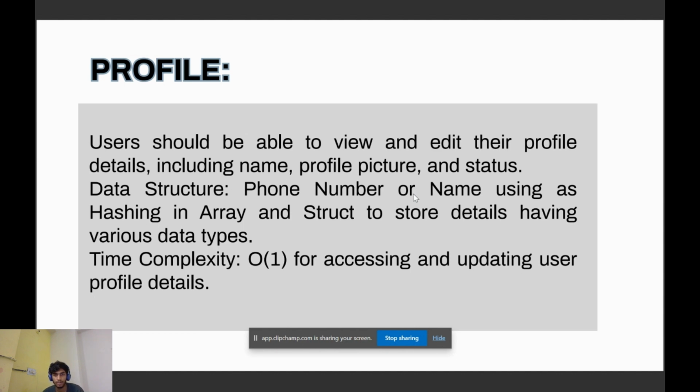Here, the data structure is phone number or name using hashing in an array, and a struct to store details having various data types. Here, as you know, for phone number and name we have used hashing in an array. As I explained before, the hashing in array concept is also used here. So the time complexity is big O of 1, as at a time you can access or change or update only one.